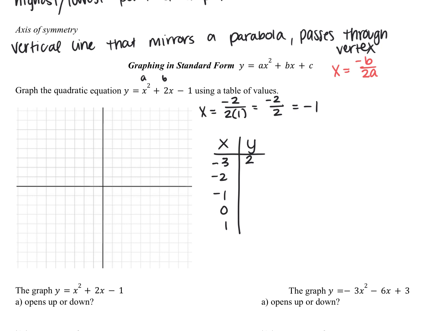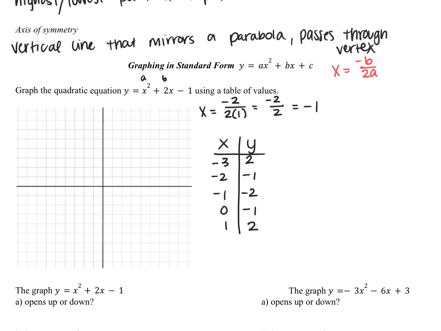Now I'm going to plug in negative 2. Negative 2 squared plus 2 times negative 2 minus 1. So negative 2 squared is 4. Minus 4 minus 1, which is going to give me negative 1. Then I plug in negative 1. It's going to give me 1 minus 2 minus 1, which is negative 2. And I'm going to plug in 0, which is just going to give me negative 1. And then I'm going to plug in 1, which is going to give me 2.